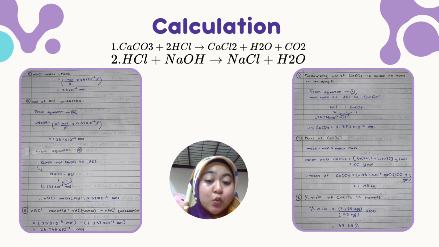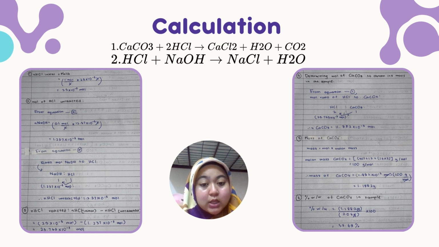From equation 2, we can make a ratio of mole NaOH to mole HCl. So the ratio is 1 mole of NaOH equal to 1 mole of HCl. So mole of HCl unreacted is 1.237 times 10 to the power of negative 3 mole. After that, we need to find HCl reacted, which is mole of HCl initial minus mole HCl unreacted. So we get 23.763 times 10 to the power of negative 3 mole.